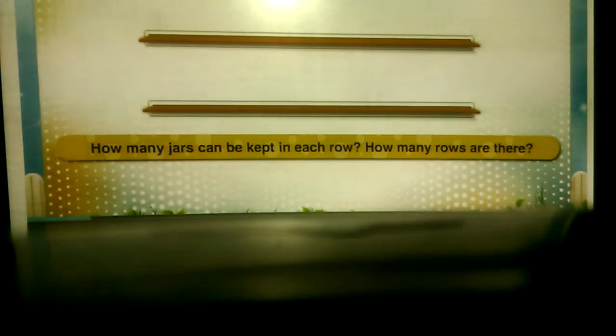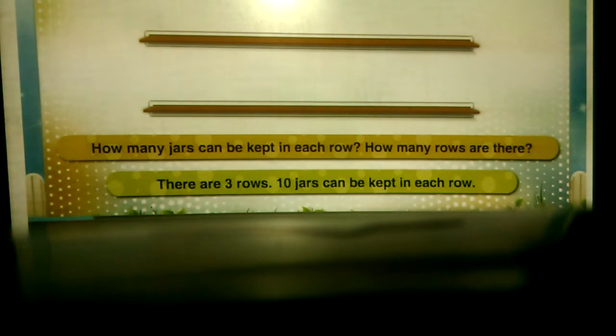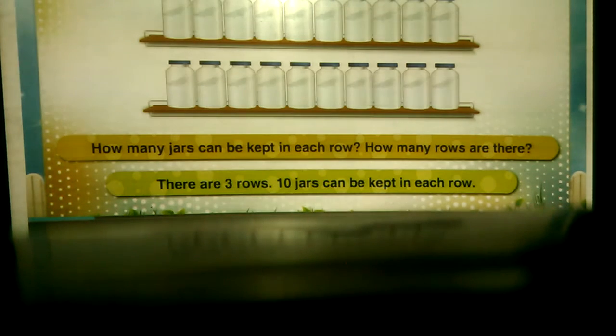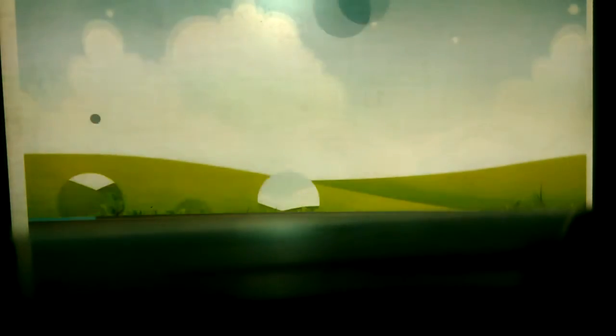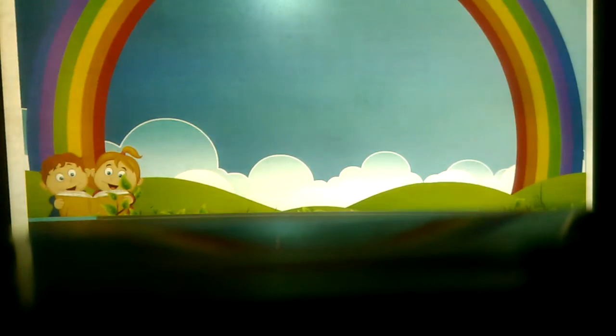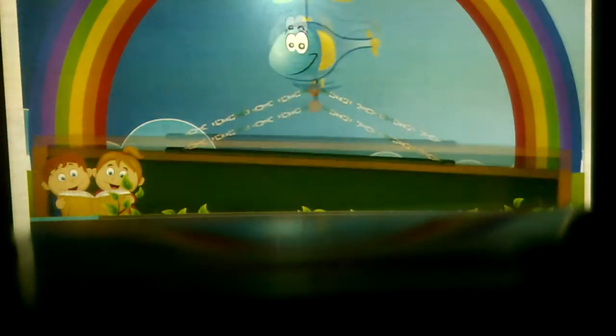We will show how many jars can be kept in each row. How many rows are there? In the shelf shown here, there are 3 rows. 10 jars can be kept in each row. Self-study. Have your friends drawn the shelf in different ways?